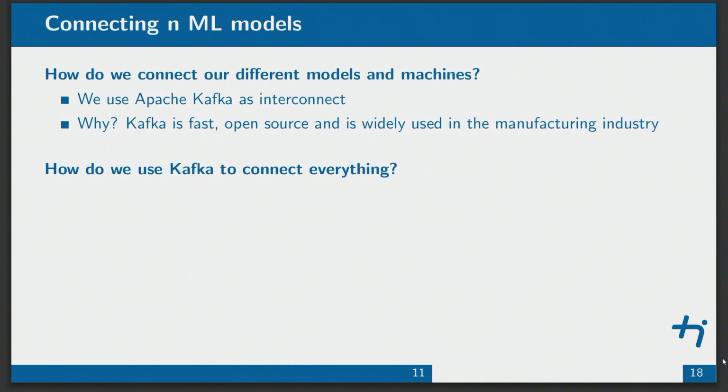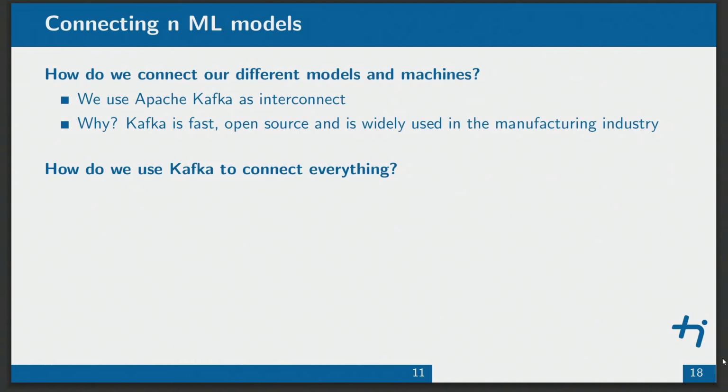How can we actually connect these models in our cascade? So, as I mentioned, the models are deployed on different compute devices, and these compute devices are maybe even in physically different locations. To connect these models, I settled for Apache Kafka as an interconnect. So Kafka is very fast, it's open source, and it's already widely used in the manufacturing industry, especially for sending the sensor data to the data warehouse. So there are several approaches that already use Kafka.